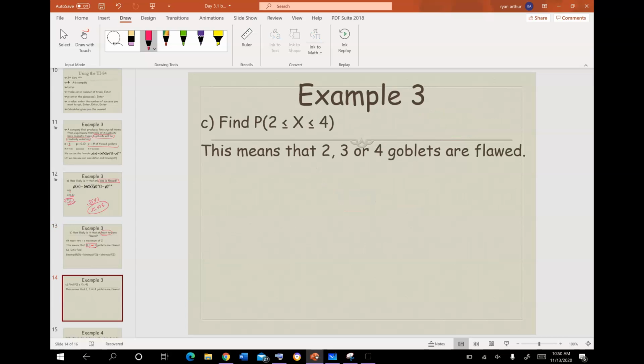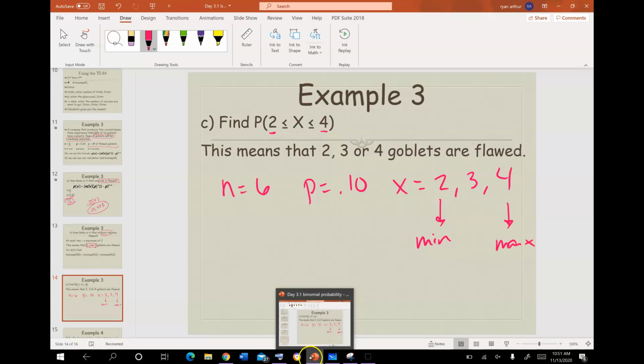Next one, same problem. We're still talking about goblets. So my N is still 6. My P is still 0.10, but my X will change. I want to find the probability that I could have 2 to 4 goblets flawed. So that means I want 2, 3, and 4. So my min is going to be 2 and my max is going to be 4.